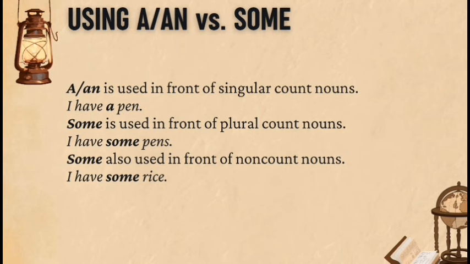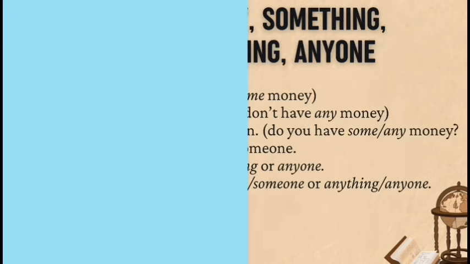Using a or an versus some. A or an is used in front of singular count nouns. For example, I have a pen. Some is used in front of plural count nouns. For example, I have some pens. Some is also used in front of non-count nouns. For example, I have some rice.